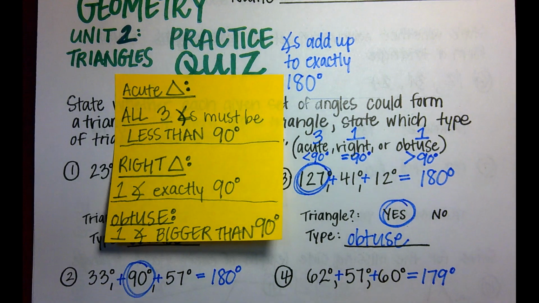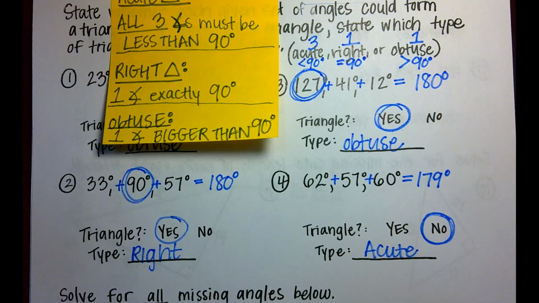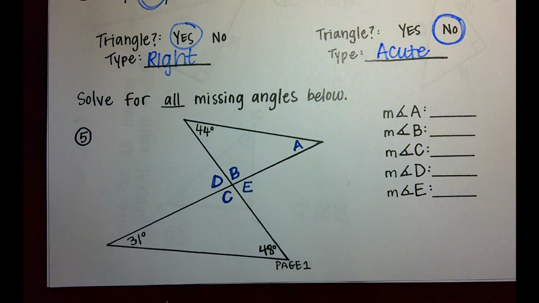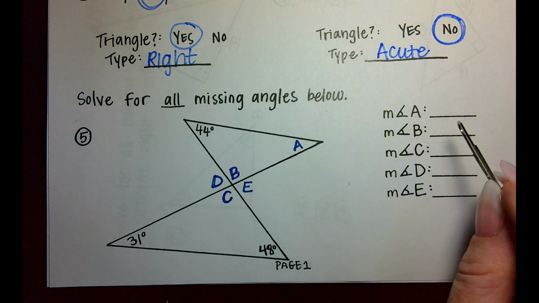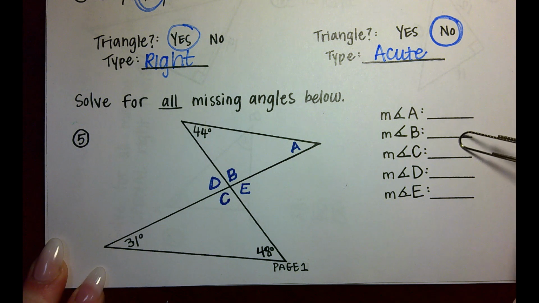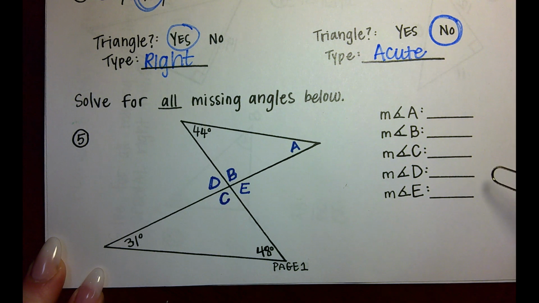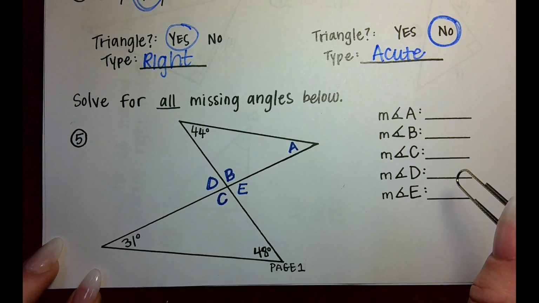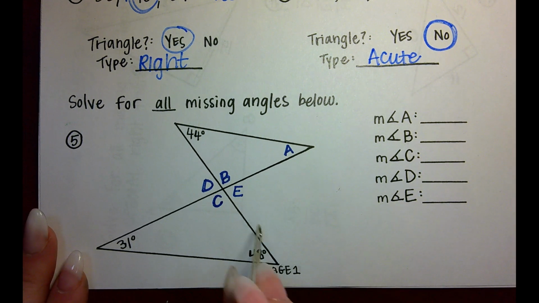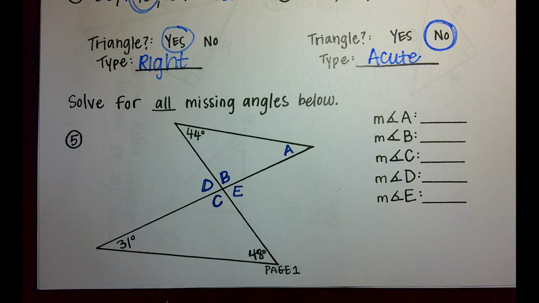All right, so just one more question on page 1. Number 5, we are solving for all of the missing angles, every single one of them. Just because I have the blanks listed A, B, C, D, E, does not mean that you need to solve them in this order. I'm going to tell you right now, you won't be able to solve them in this order.